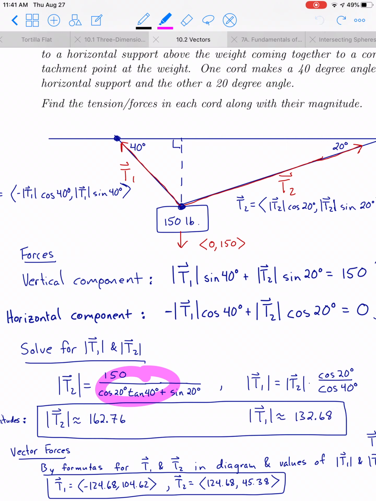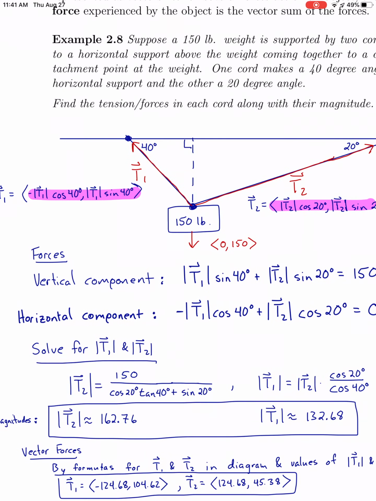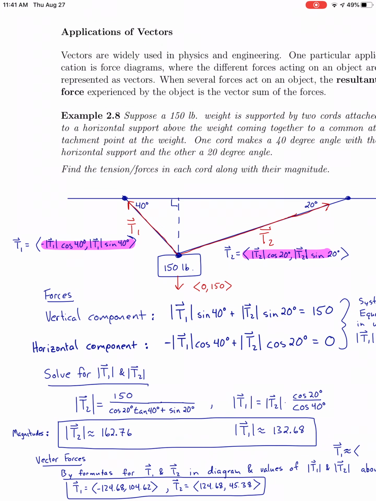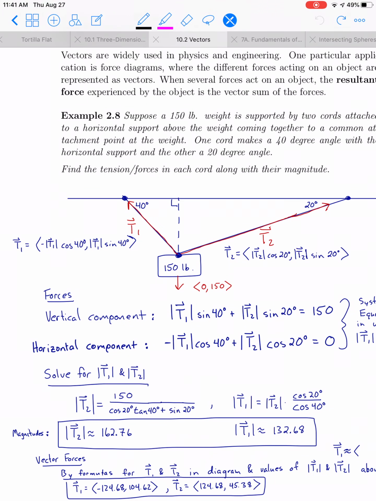Now we've got the magnitudes of each of the forces. That was one of the questions, so that's an answer. That's good. All set. We're done with that. The last thing we need to do is to form the vectors in this problem that they're asking for. So we go back up here and use this formula and this formula for T1 and T2 respectively. And the result of that is this.